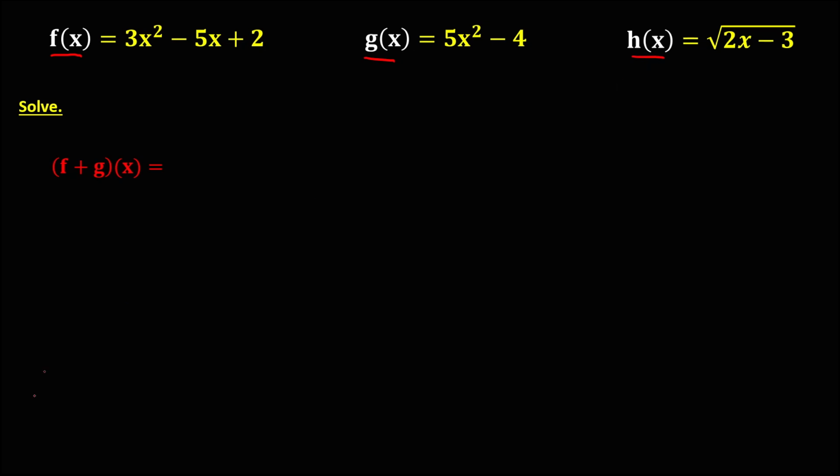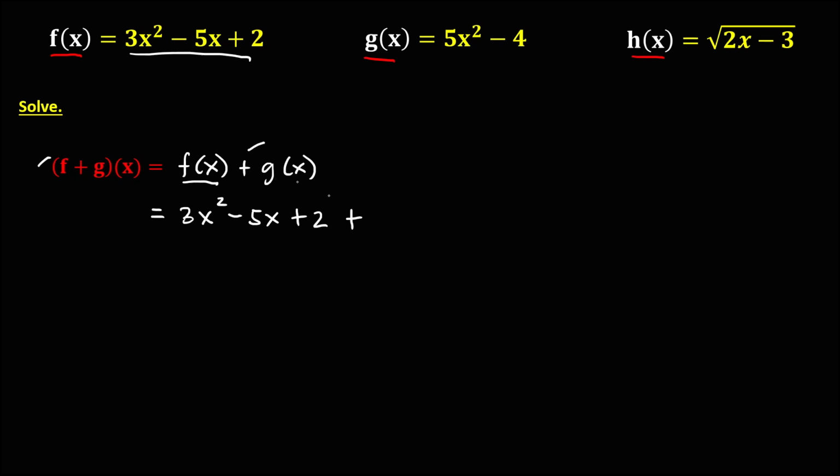h of x. Then to find the value for this function, this is equal to f of x plus g of x. Then substitute now the value for f of x. So that's 3x squared minus 5x plus 2, then plus the g of x.